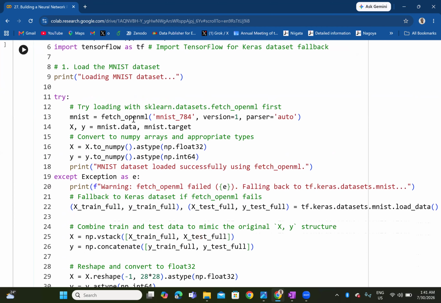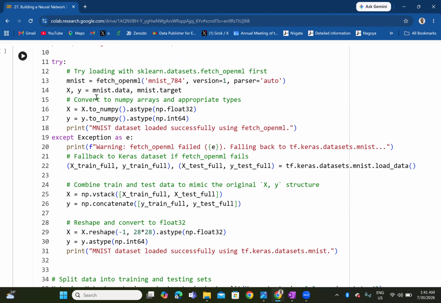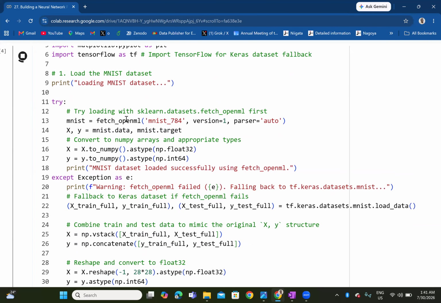Then we have mnist = fetch_openml('mnist_784', version=1, parser='auto'). Then you have X, y, so you have the MNIST data and MNIST target. X is the data you're putting in, and y is the target, what you want to predict. Then convert to NumPy arrays and appropriate types. While I explain, let it start running first, because it may take a bit of time.